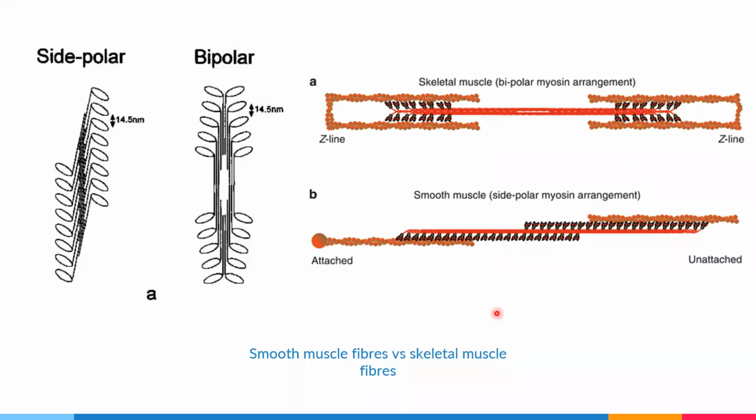But due to the presence of dense bodies as well as the side polar myosin arrangement of the smooth muscles, if the smooth muscles start contracting, these actin filaments can move a huge length along the myosin filament before they are restricted from moving further. And thus we have this large contraction present in smooth muscles as opposed to skeletal muscles.